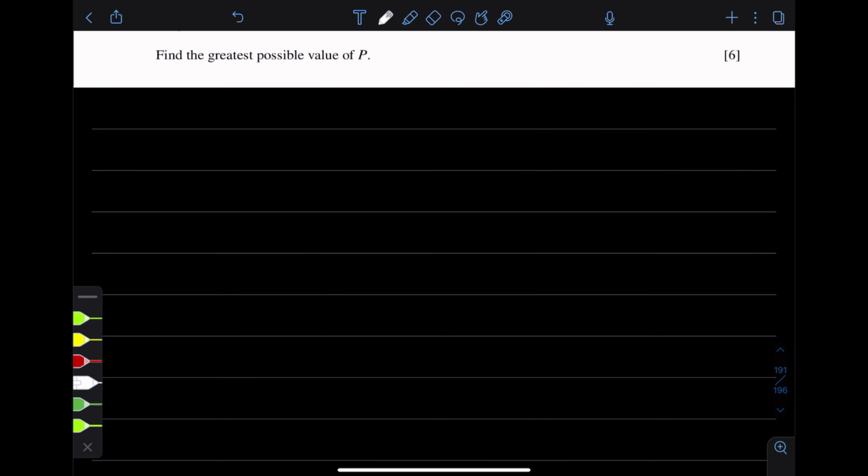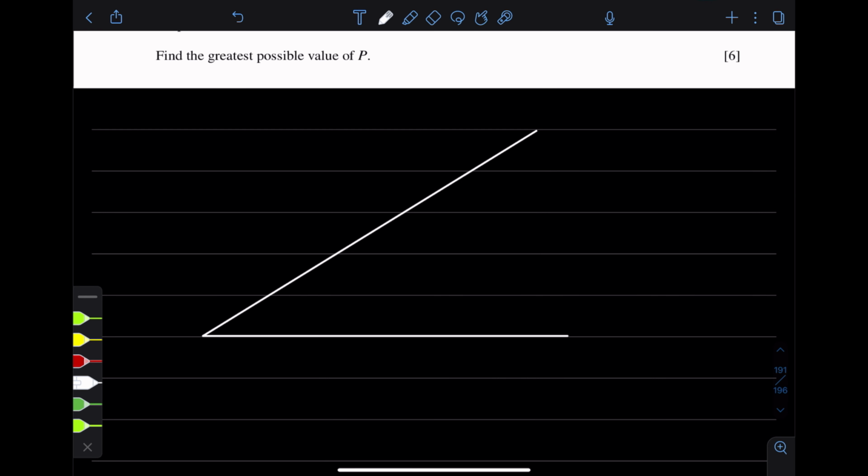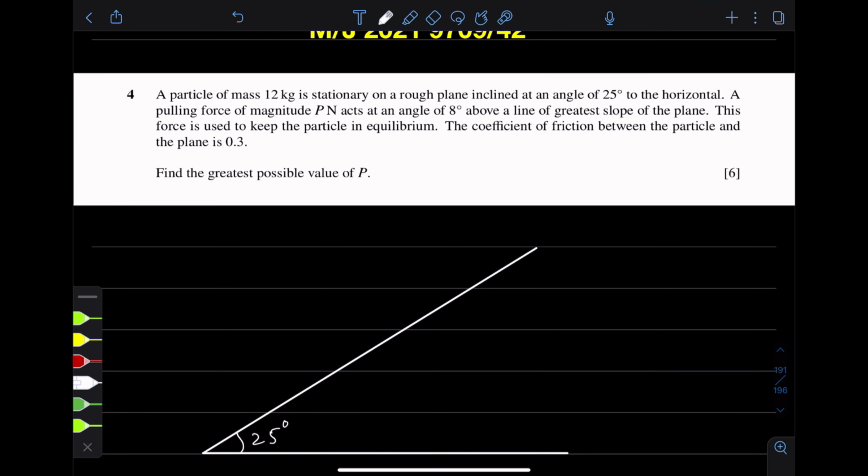So first of all, we sketch the inclined plane. This is the inclined plane. This angle is 25 degrees. The inclined plane makes an angle 25 degrees with the horizontal. And this is a particle of mass 12 kg. Mass of the particle is 12 kg.